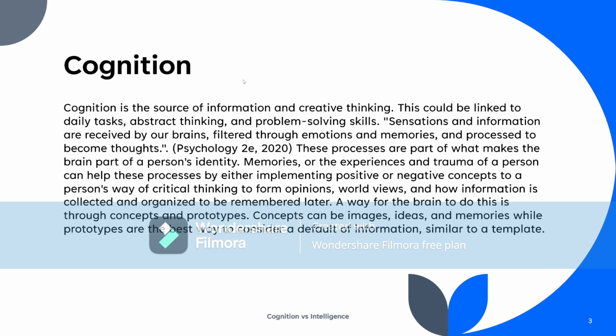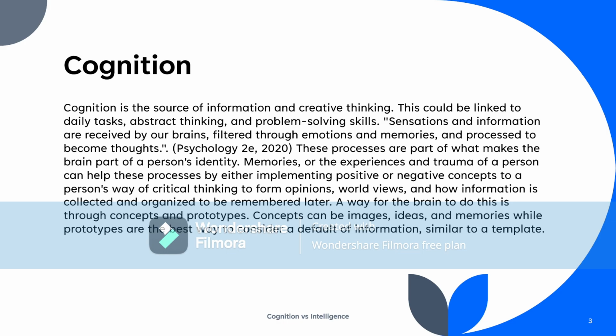For cognition, cognition is the source of information and creative thinking. This could be seen as being linked to daily tasks like chores, abstract thinking, and problem solving skills. Sensations and information are received by our brains, filtered through emotions and memories, and processed to become thoughts. These processes are part of what makes the brain part of a person's identity, part of their personality.